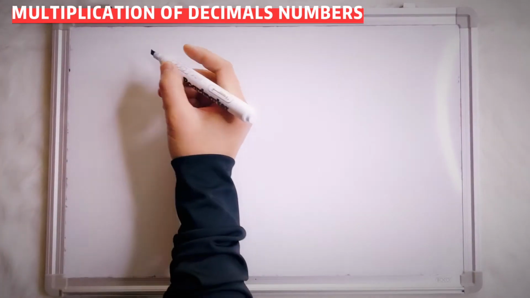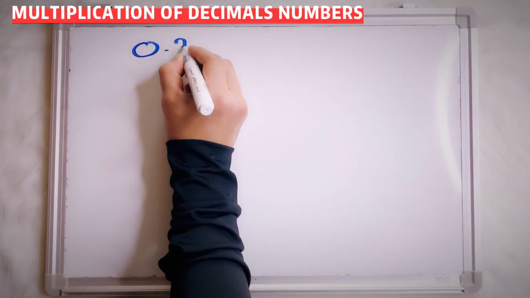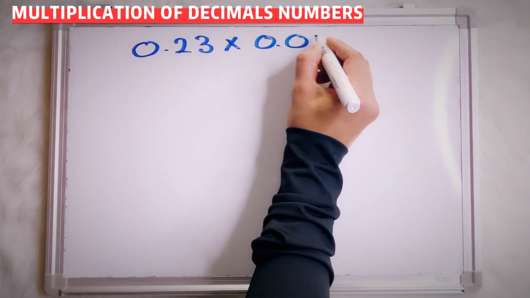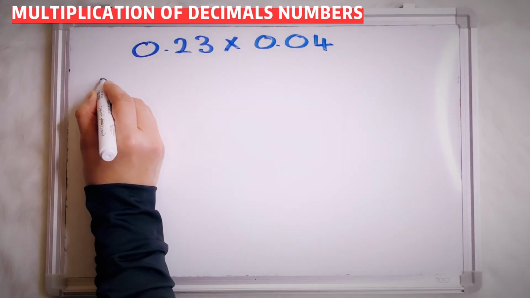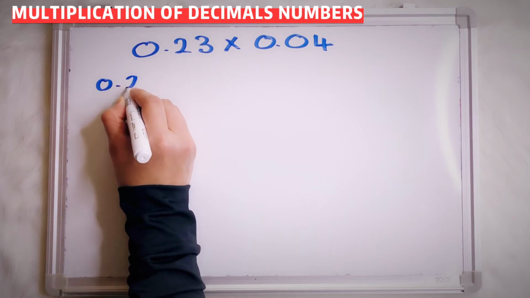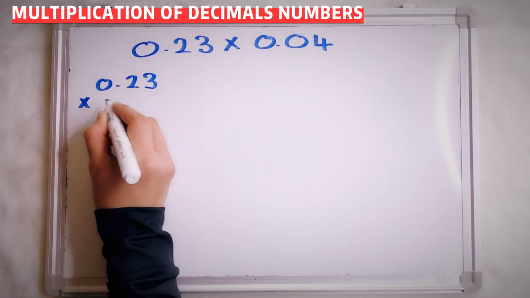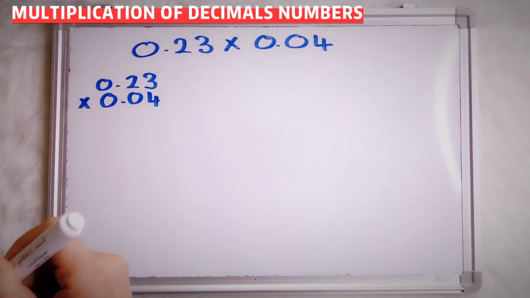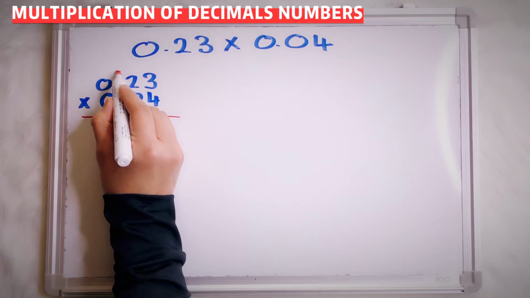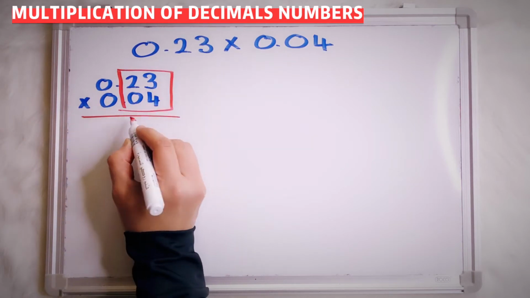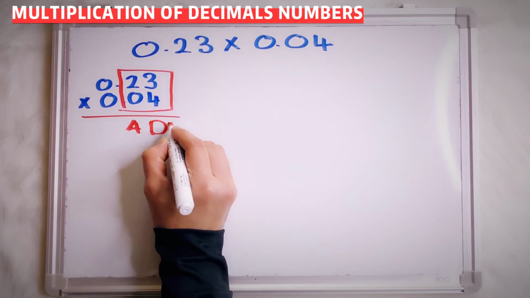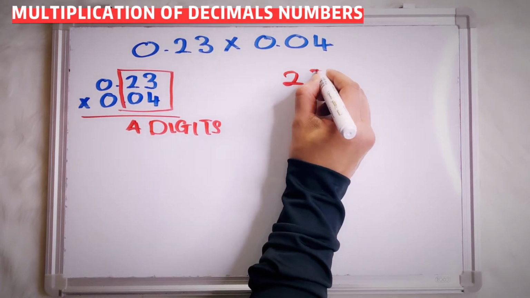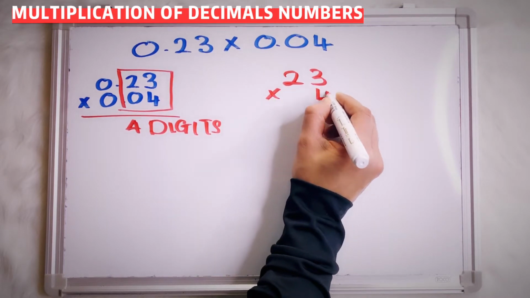If I give you 0.23 multiply with 0.04, you write it like this first: 0.23 multiply 0.04. After the decimal point, we have 4 digits, correct? So you put 23 and multiply with 4.